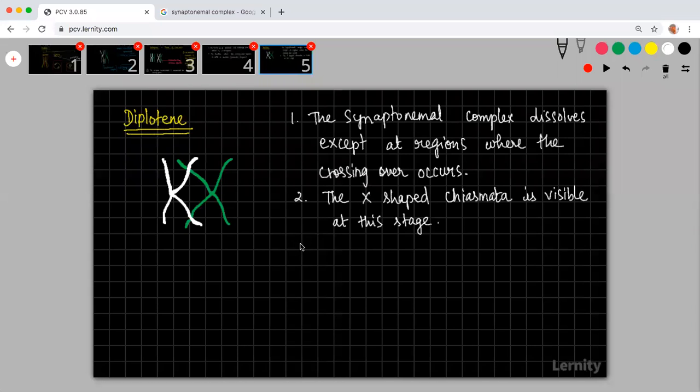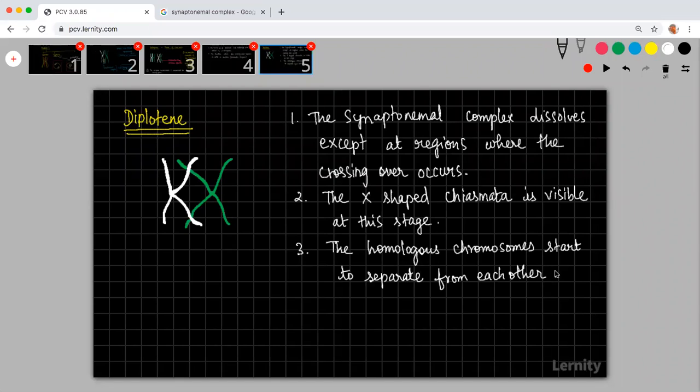Okay, the homologous chromosomes start to separate from each other. The crossing over would have been completed, completely over by the pachytene stage.